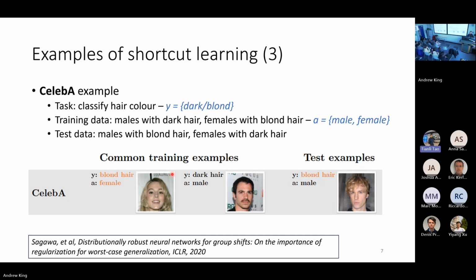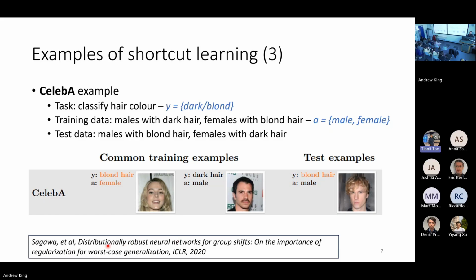In this case, we've defined the target label as hair color, either dark or blonde. And the spurious attribute this time is male or female. So you train the model with data where all of the blonde-haired people are female and all of the dark-haired people are male. And it turns out it's easier to do sex classification than hair color classification. So when you get given a male with blonde hair, it will incorrectly say that that person has dark hair.